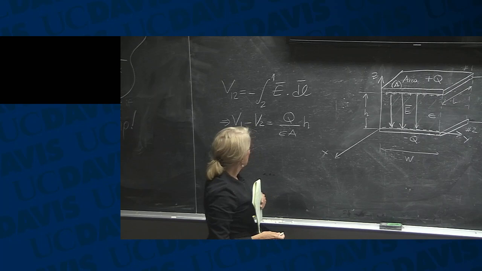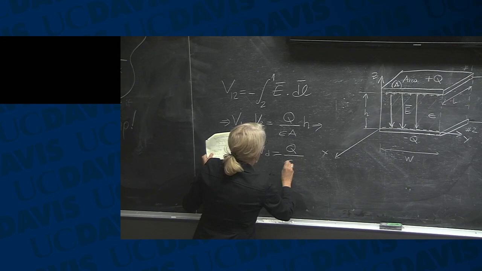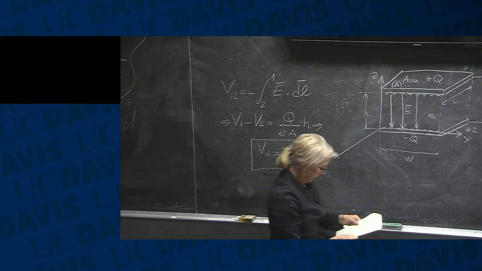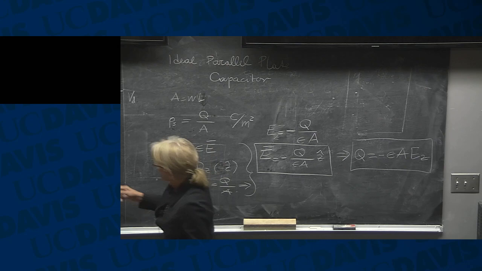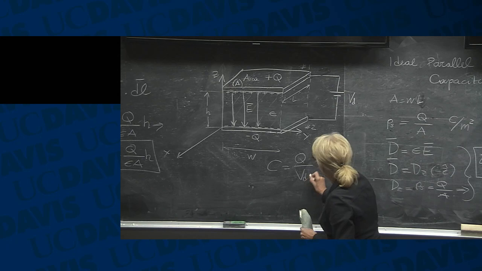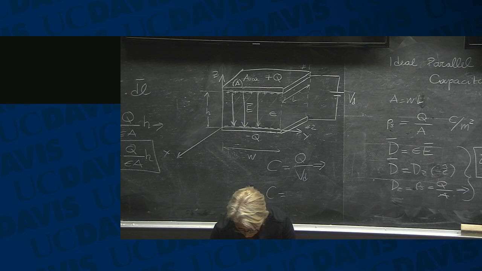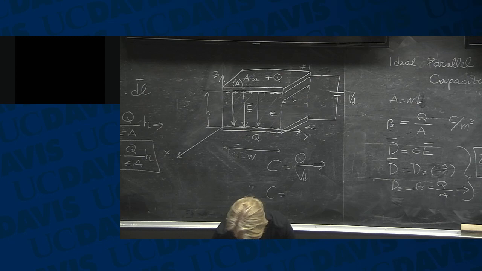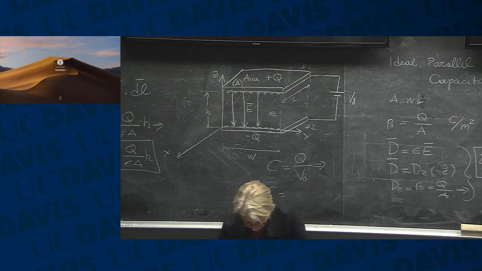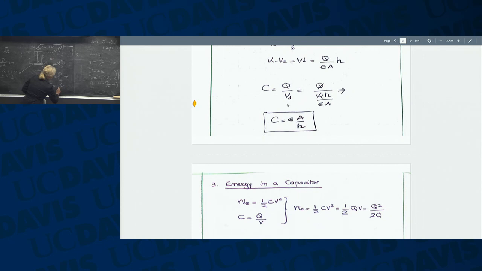And from here, if you want to just say this is V sub D, then V sub D will be Q over epsilon A times H. Now, let us go to the definition of the capacitance. How much is the capacitance in this capacitor? Total Q over V sub D. And therefore, we find again, as we did last time, that the capacitance is epsilon A, epsilon times area, divided by H.